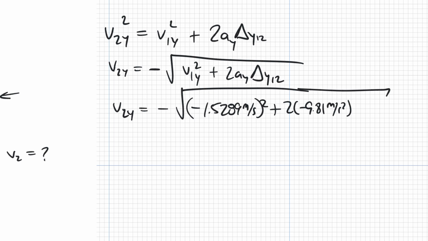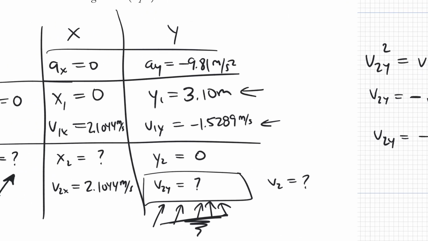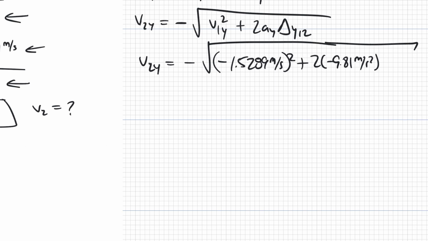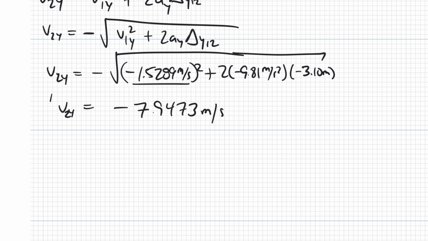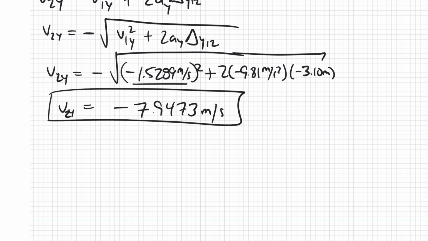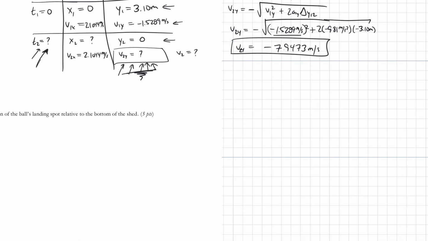And the delta Y, well, let's see, it started at 3.10, ended at 0, so it went down 3.10, negative 3.10 meters. Okay, so if we solve this, V2Y, notice that negative sign doesn't matter right there, right? But if we plug all this in, V2Y is negative 7.9473 meters per second. Okay, I don't need that number yet for anything, so I'm not going to bother rounding it. Let's go see, where is that going to be useful to us?